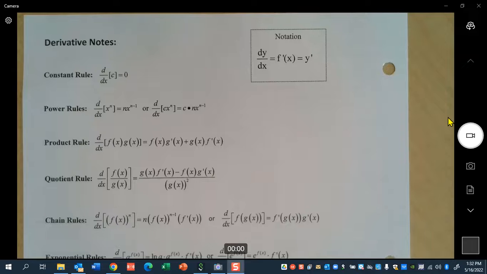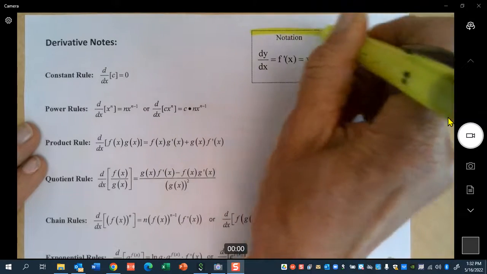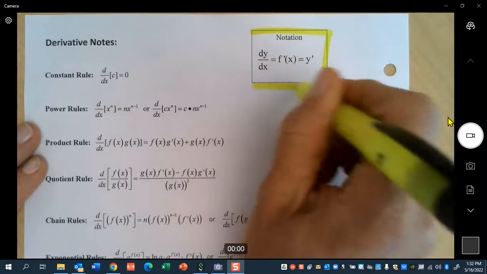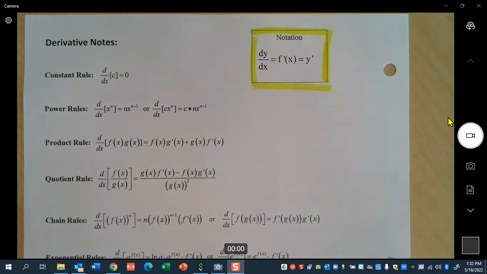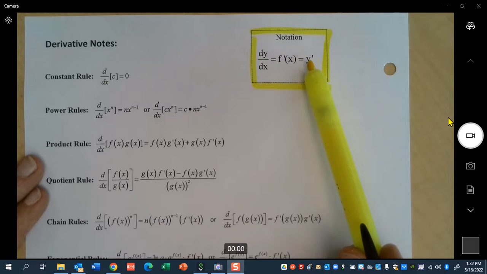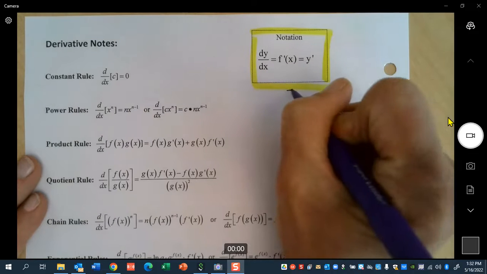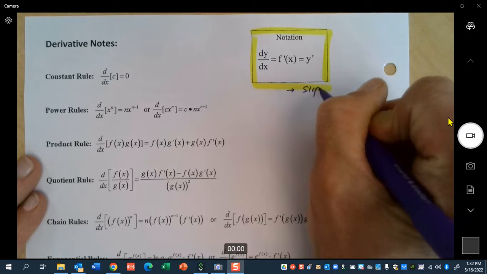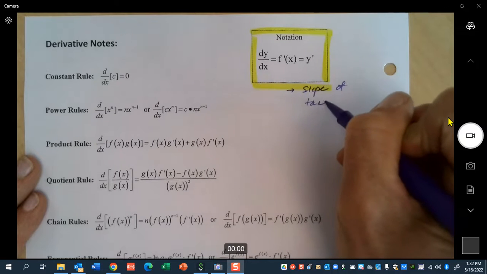Right, so in our derivative notes, the first thing that's important is for you to understand what these different notations mean. And we've seen them all since we first started talking about derivatives, whether we call it f prime or y prime or the change in y compared to x. And as far as I'm concerned, we can keep going because we can talk about the derivative as the slope of the tangent line.